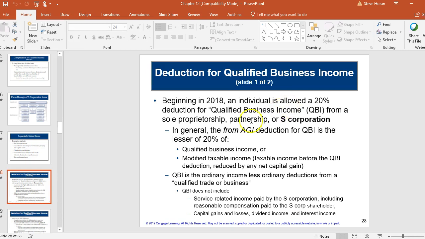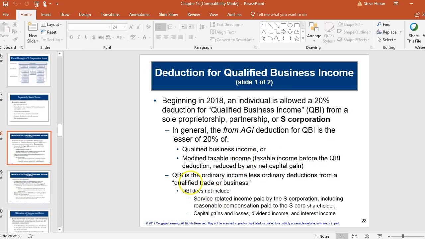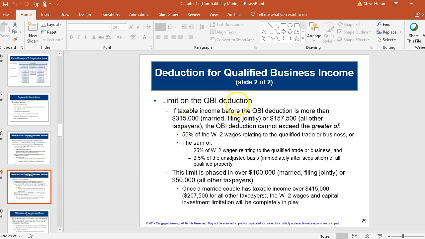Remember that in general, the from-AGI, adjusted gross income, deduction for QBI is the lesser of 20% of QBI, qualified business income, or modified taxable income. The QBI is the ordinary income less ordinary deductions from a qualified trade or business. Okay, just FYI. And then there's a limit on that, though.